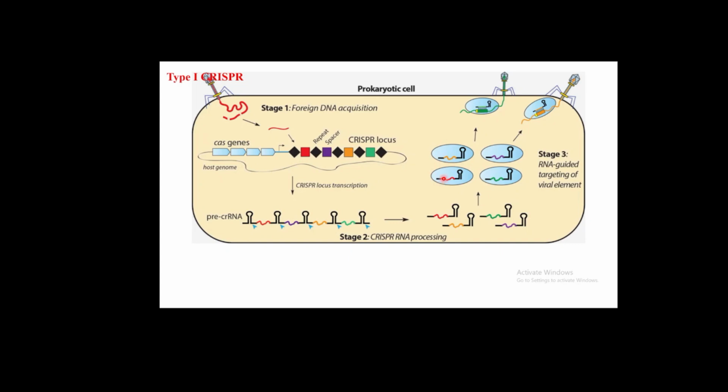Cas proteins. Here the Cas proteins are made up of multiple units. So suppose you have a plasmid, and it is made up of 10 subunits, then all the units should be there, 1, 2, 3, 4. So your plasmid should have that much packaging capacity. This is the drawback of type 1 CRISPR. That is why it is not commonly used in the laboratory.